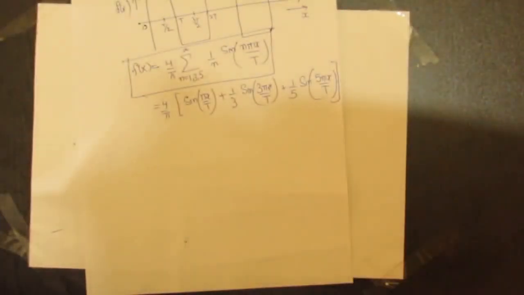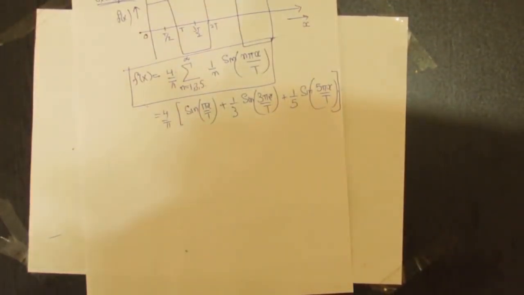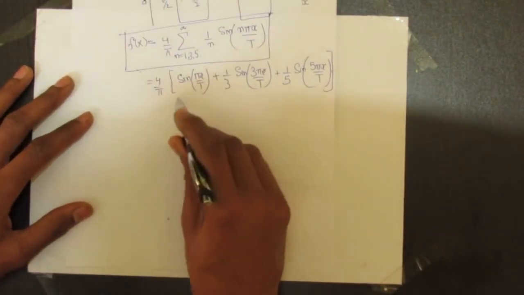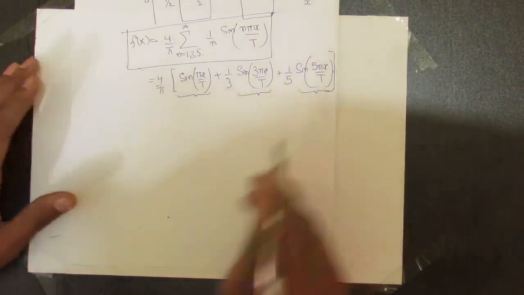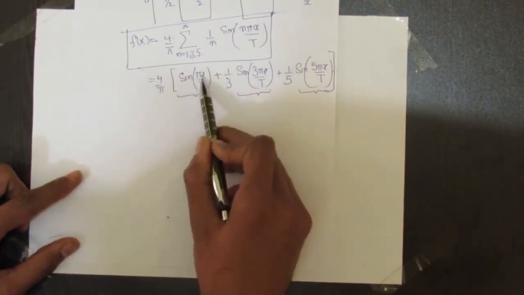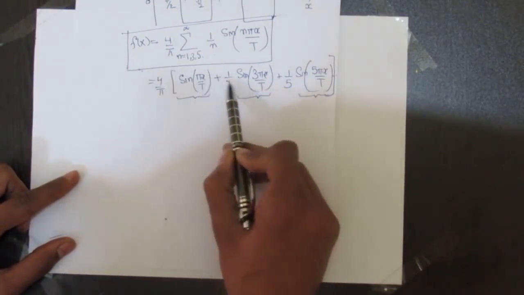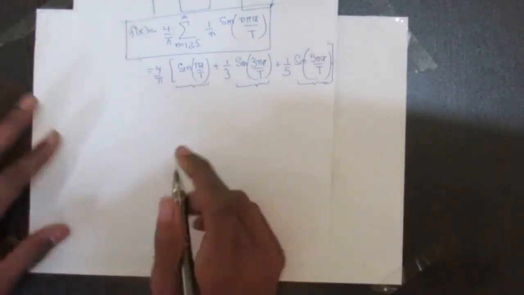The only important thing is that the more terms you take, the more accurate will be the representation, the Fourier series. Now, as you can see, this sine and this sine are all having different frequencies. This sine is having lower frequency, and the one with 3 pi is having higher frequency. So as you can see, the higher terms are having higher frequencies.